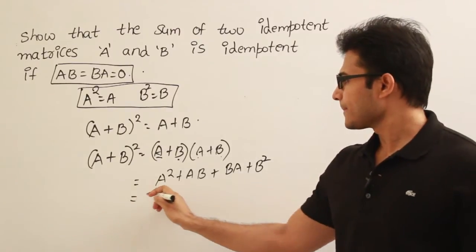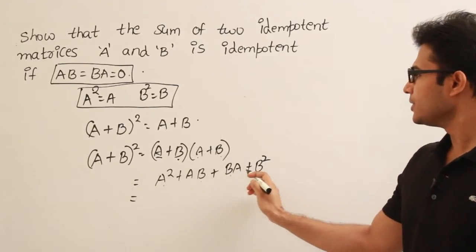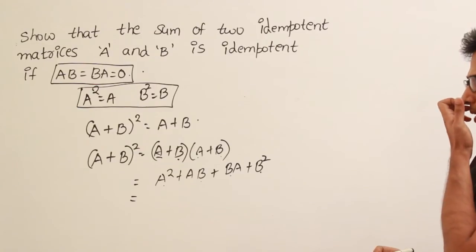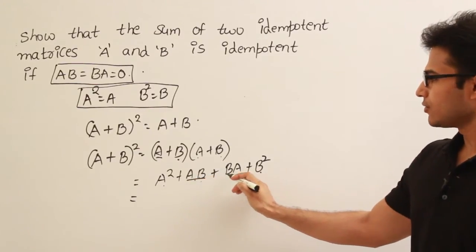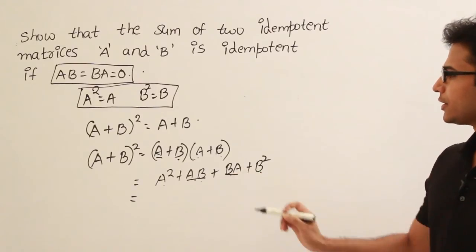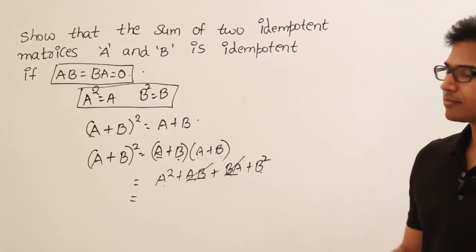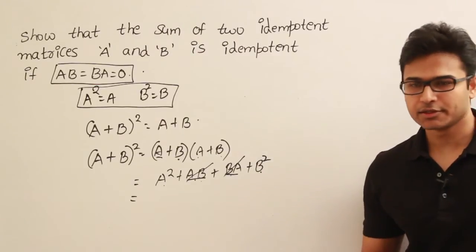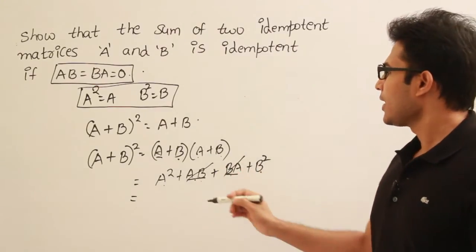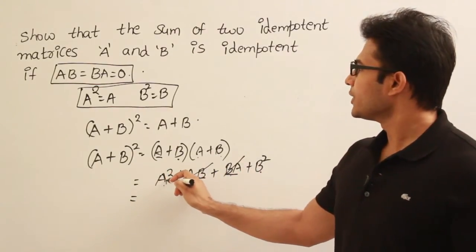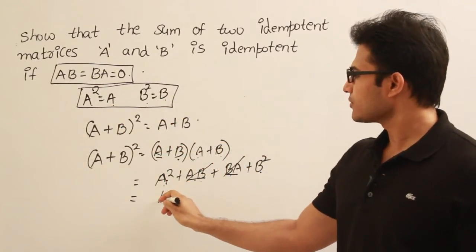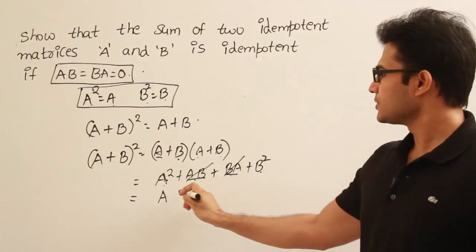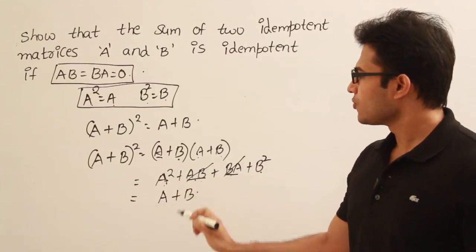And now here there is A square, AB, BA, B square, right? And now it is already given that AB is equal to null, BA is equal to null. Therefore I can simply delete them, because placing 0 is nothing but deleting them. They don't have any weightage. And now we already know that A square equal to A and B square equal to B. Therefore in place of A square I am going to write A, and in place of B square I am going to write B.